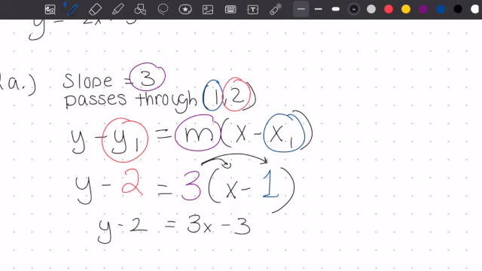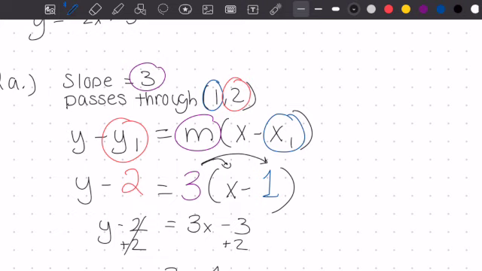What do I do to get y by itself? Kevin? Add 2 on each side. Or Chelsea, perfect. So plus 2 to each side. So I'm left with y equals 3x minus 1.